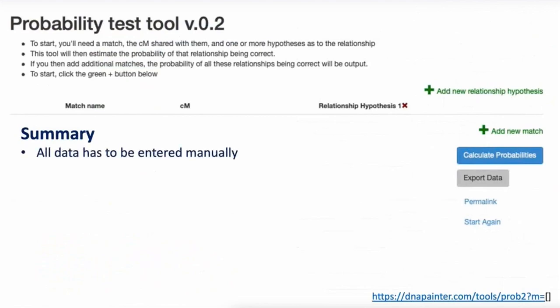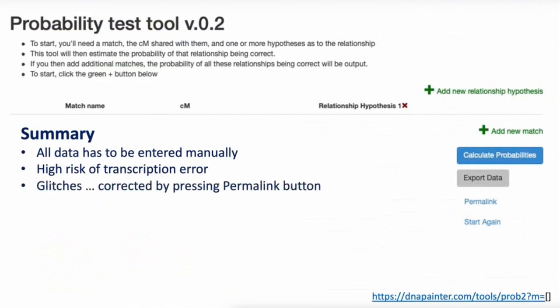So, to summarize, the multiple WATO analysis requires that all data has to be entered manually. There's a very high risk of transcription error, and I did it at least 3 or 4 times. There are glitches with this program, and the only way to correct those glitches is to press the permalink button. I know it sounds strange, but this is what I found.